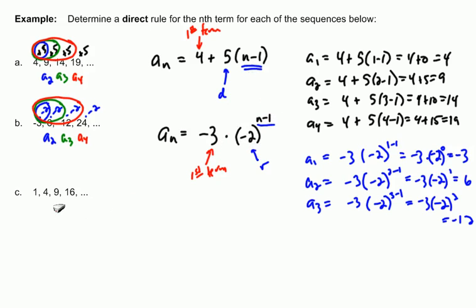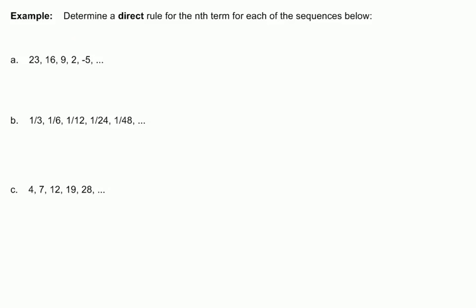Okay? Now this last rule, there was no common difference or ratio. We just had to recognize that when n equals 1, we had 1 squared. When n equals 2, we had 2 squared. When n equals 3, we had 3 squared. When n equals 4, we had 4 squared. So the nth term is going to simply be n squared. Okay? So you might see some versions of sequences that are similar to n squared. You might see common differences, common ratios.